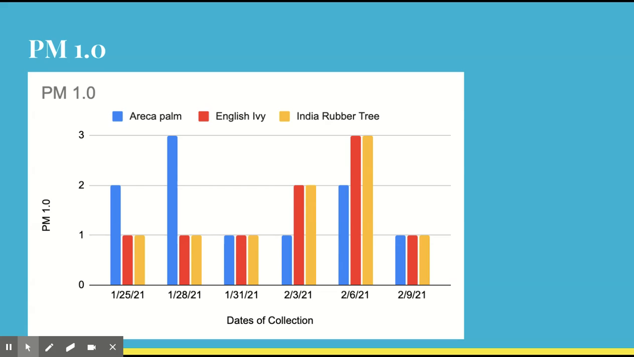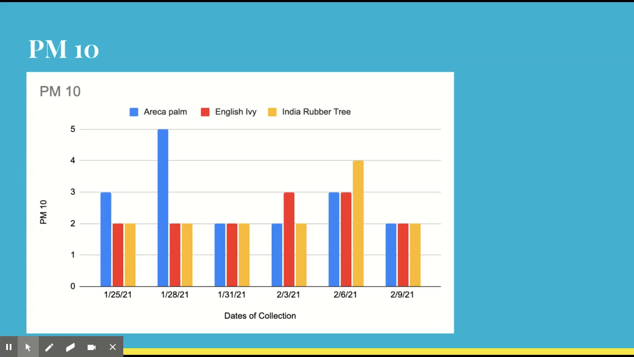PM 1.0. The Areca palm was the one that was most inconsistent, but the English ivy and the rubber tree followed the same trend. The English ivy stayed mostly the same, and the Areca palm was the odd one out at the beginning, but then decreased. That was for PM 10.